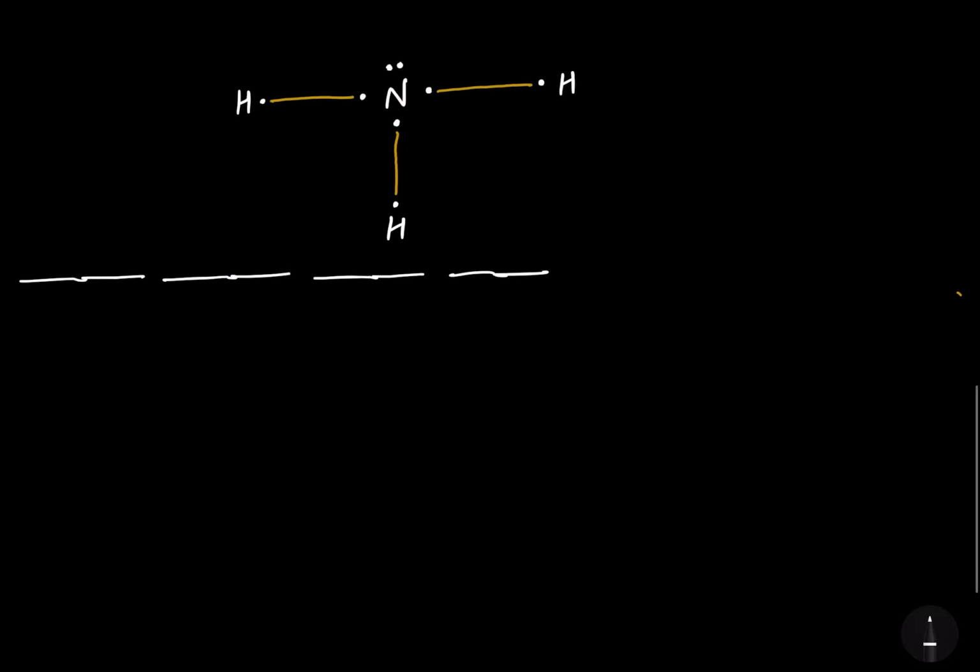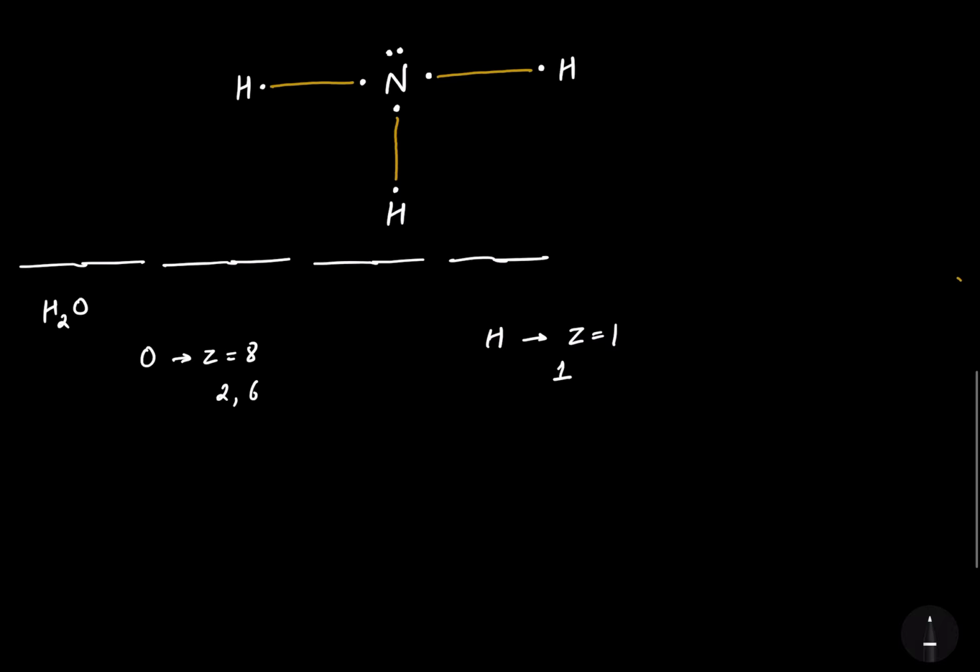Now I'm talking about H2O. What's the atomic number of oxygen? It's 8. The configuration will come out to be 2, 6. Now let's talk about the hydrogen. What's the atomic number of hydrogen? It's 1, so the configuration will be 1.